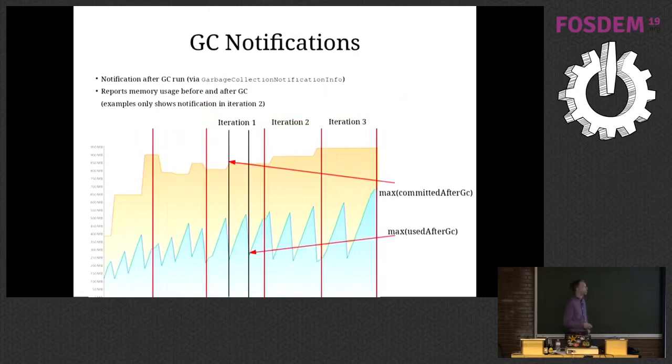You can use garbage collector notifications. You get a notification from the garbage collector for each garbage collection cycle, and you get some information about the used memory before the garbage collection and after the garbage collection. And I take the maximum of that and add it to the JMH results.